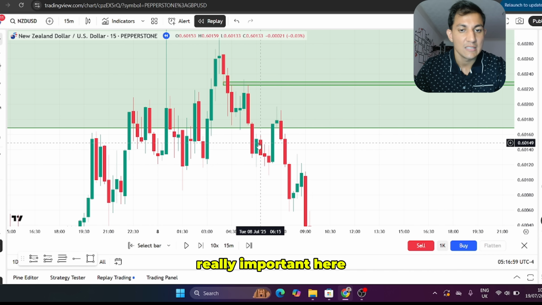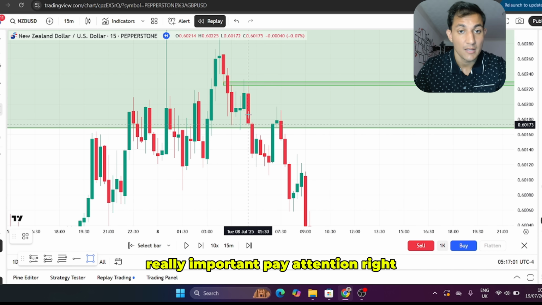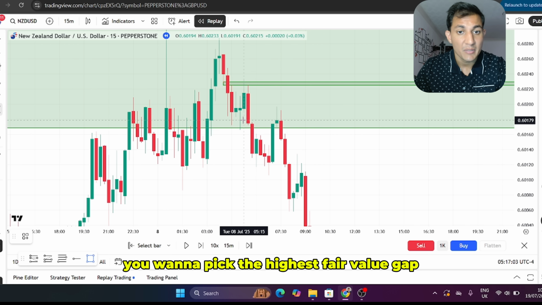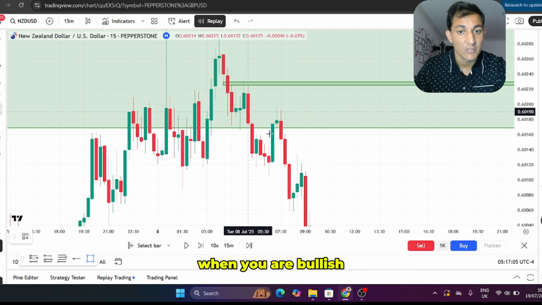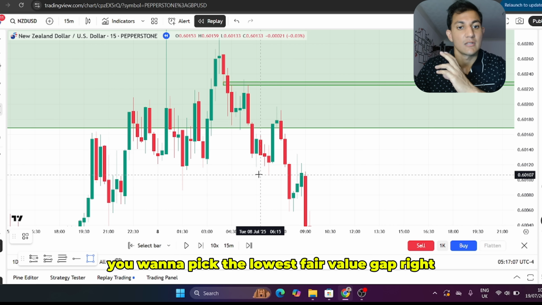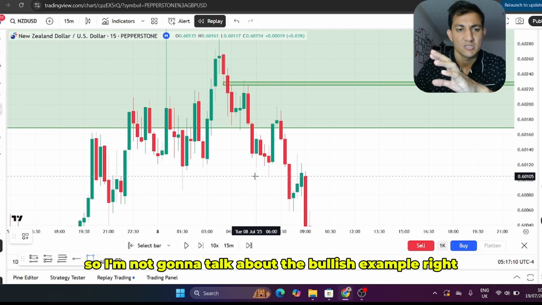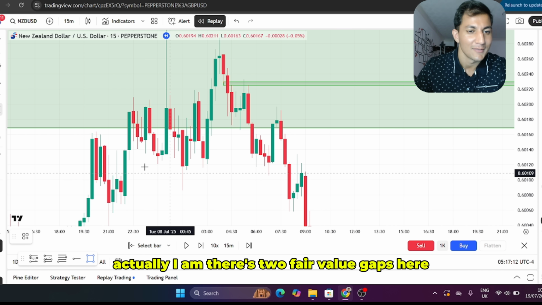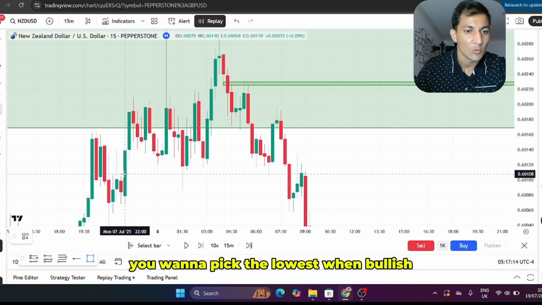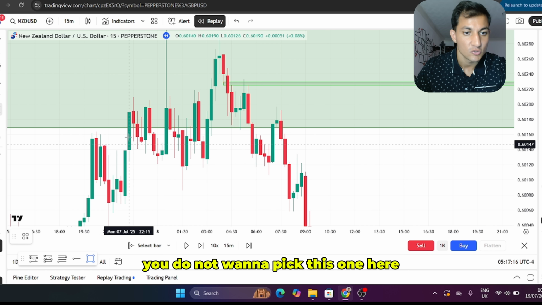Now, really, really important here. Pay attention. When you are bearish, you want to pick the highest fair value gap. When you are bullish, you want to pick the lowest fair value gap. There are two fair value gaps here. You want to pick the lowest when bullish. You do not want to pick this one here.